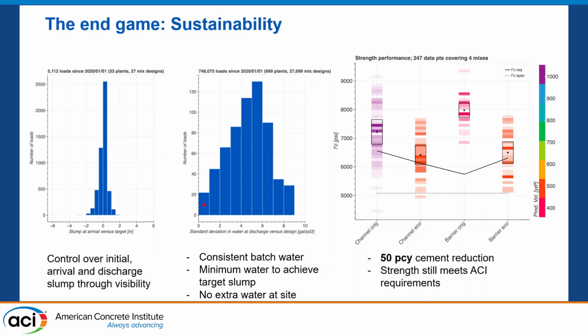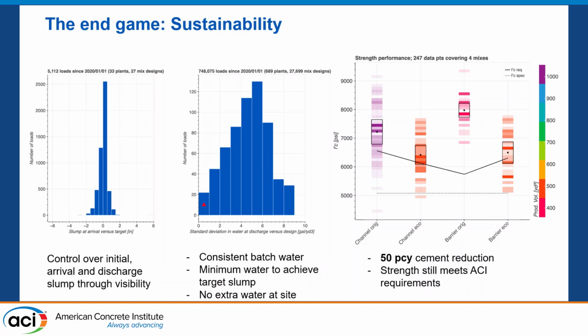All right, so the end game now that you see that it's possible to control at your plant, in transit, and at the site, this is where it really starts to get interesting. This is where you can really start to optimize your mixes, optimize the amount of cement, for example. So this is just a case study for one of our contractors, actually a curbing contractor.